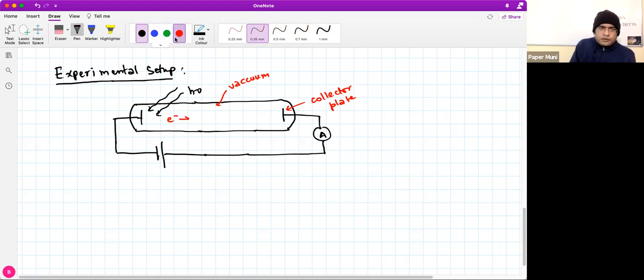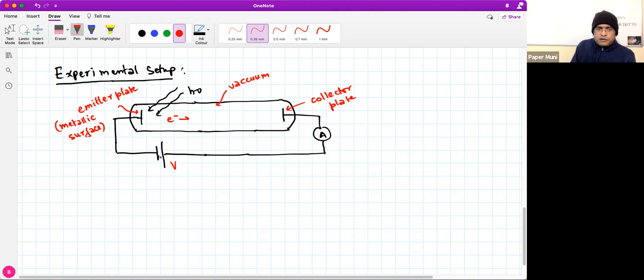This one is the emitter plate. This is a metallic surface, which we were talking about in the beginning. And this is the potential we are applying, a variable potential. So the electron goes from this plate to this plate.